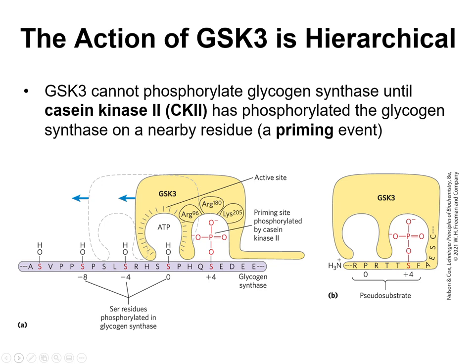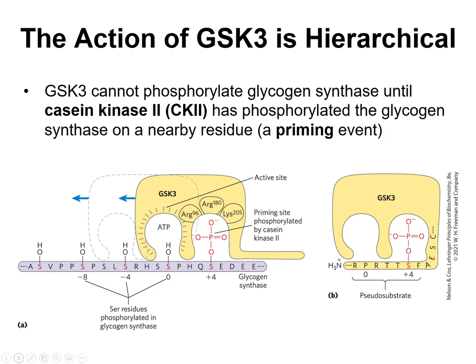So let's talk more about GSK3. It is hierarchical, and what that means is it doesn't just act on its own. It can't phosphorylate glycogen synthase until another kinase comes in and phosphorylates it first. So that's called a priming event. And the kinase in question is casein kinase 2.